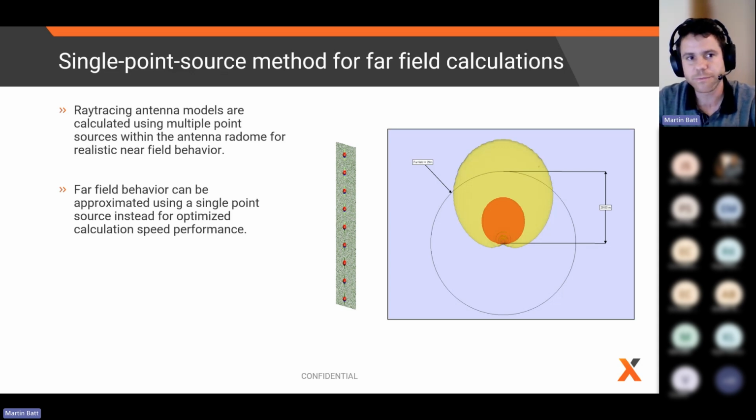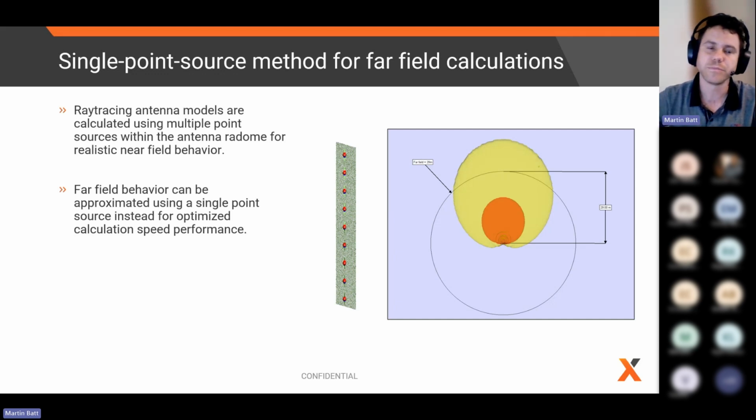However, once you get into the far field of the antenna, or far away from the antenna, the benefits of that start diminishing. So what we've implemented is what we call the single point source method, where in the far field, instead of calculating the exposure using these multiple different point sources within the antenna, we represent that by a single point source. And the benefit of that is obviously going to be calculation speed improvements, in particular, obviously, in the far field.